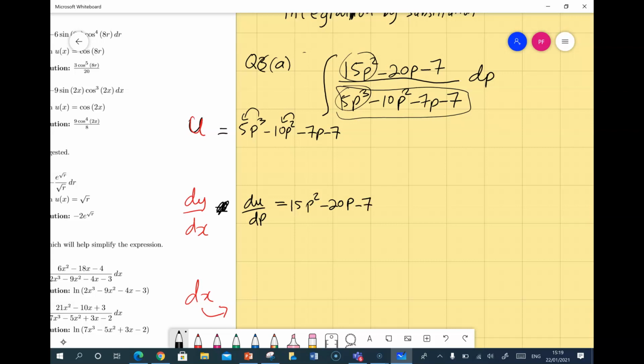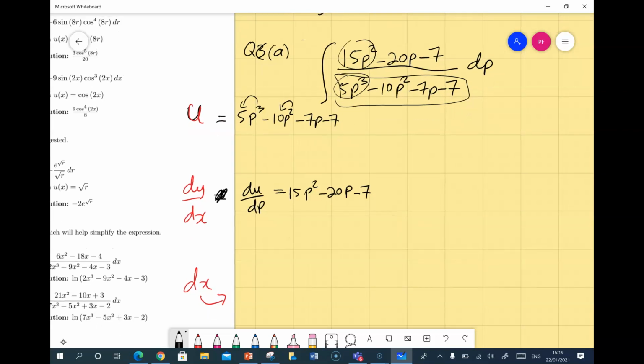Next step is to bring my dp over. So du is equal to 15p squared minus 20p minus 7 dp. Okay, so I can see I've got my 15p squared minus 20p minus 7, which is up here, and I've got my dp, which I have here. So I can exchange all of that for du.